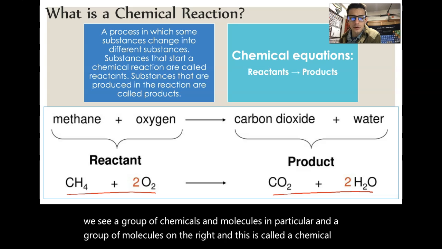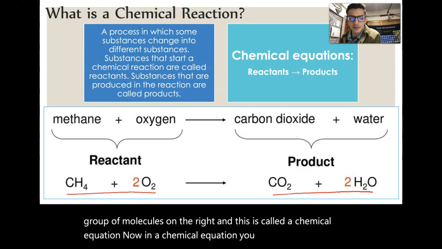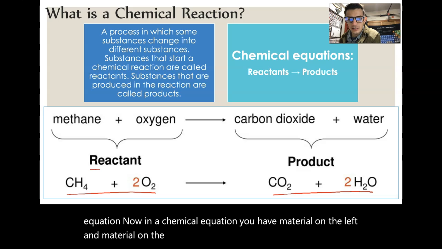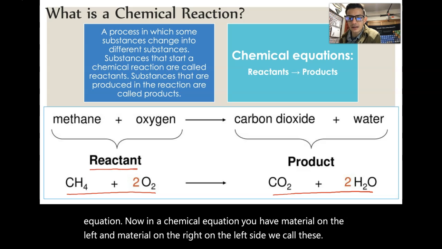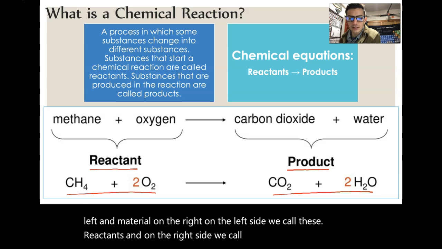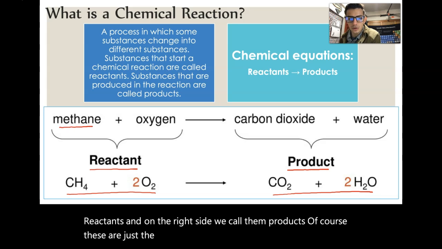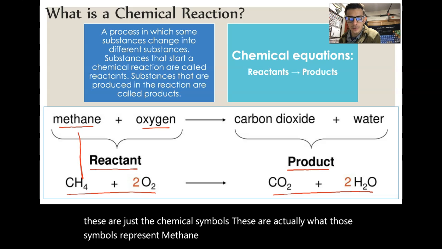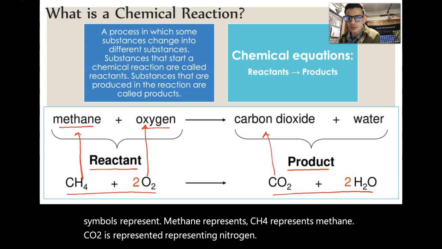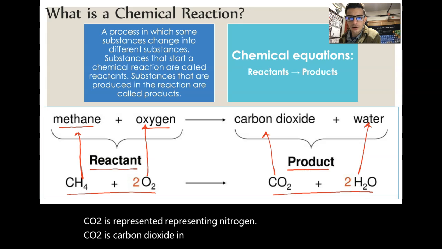Now, in a chemical equation, you have material on the left and material on the right. On the left side, we call these reactants, and on the right side, we call them products. Of course, these are just the chemical symbols. These are actually what those symbols represent. CH4 represents methane. O2 is representing oxygen. CO2 is carbon dioxide, and H2O, of course, is water.